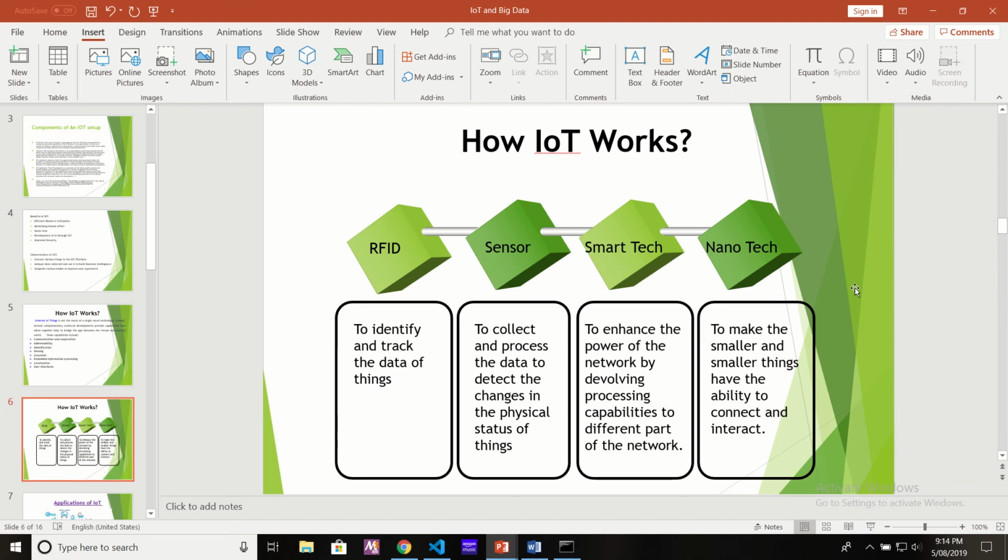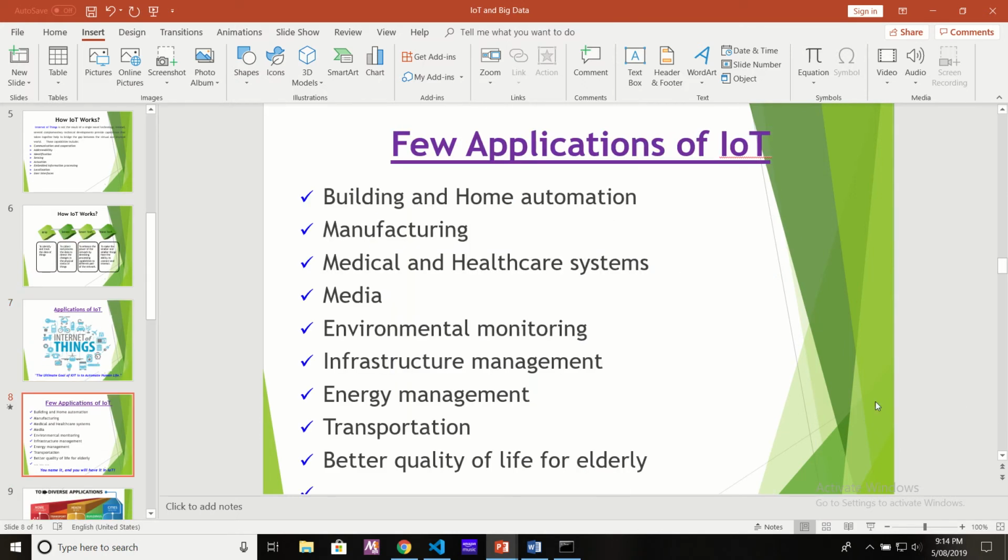How it works: to identify and track the data of things. Sensors, of course, you have sensors to collect and process the data, to detect changes in the physical status of things, to enhance the power of the network by developing processing capabilities to different parts of the network to make the smaller things have the ability to connect and interact. Okay. Applications: building and home automation, medical and healthcare systems.